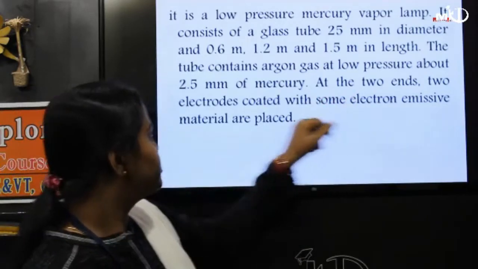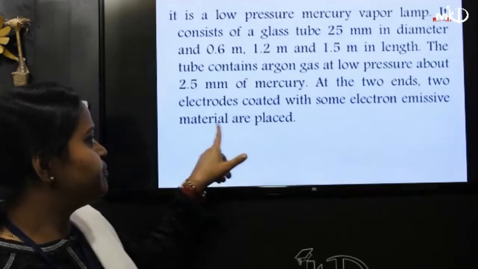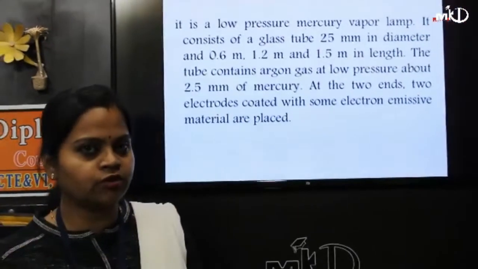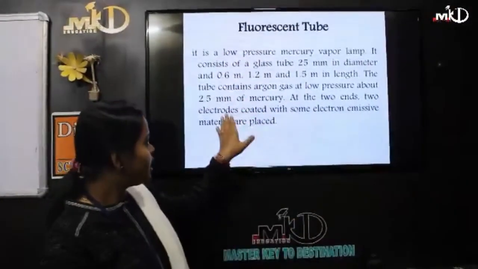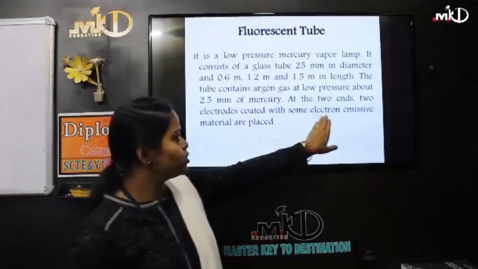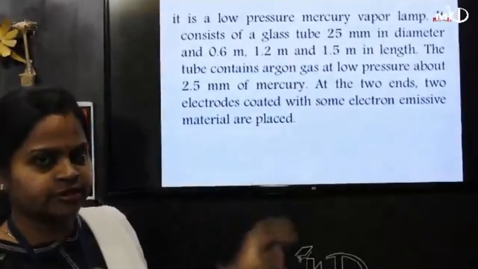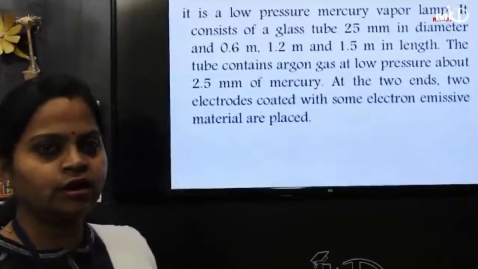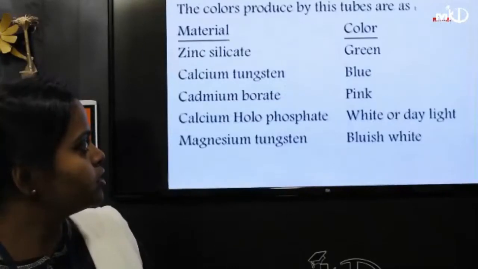At the two ends, two electrodes coated with some electron emissive material are placed. In the white tube that we are using, we have two electrodes at the two ends, and some electron emissive materials are also placed inside that tube, inside that white material. Then only that white light, or whatever the light may be, will come out of the lamp.